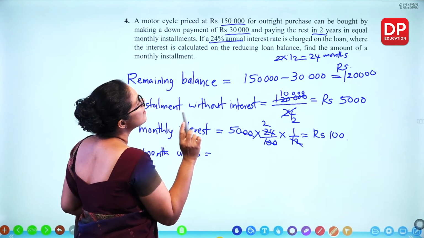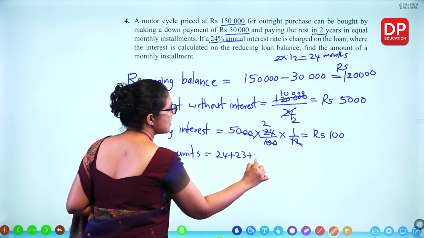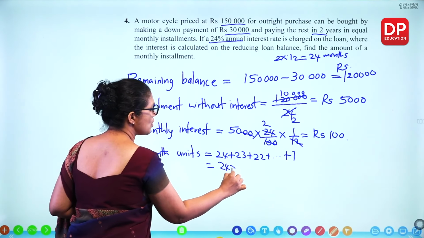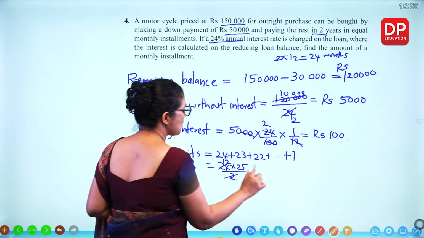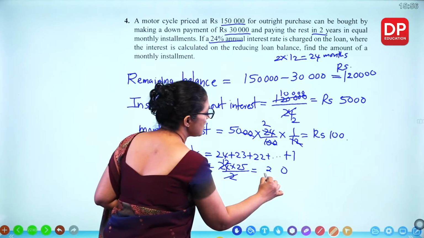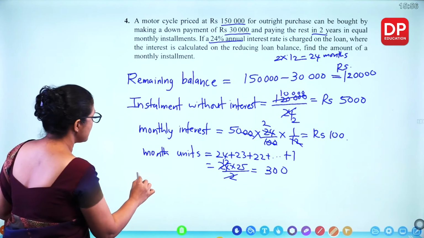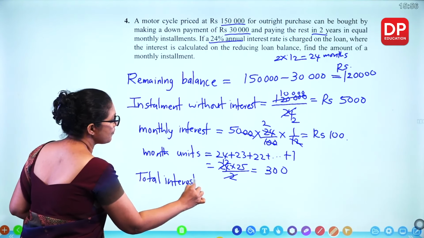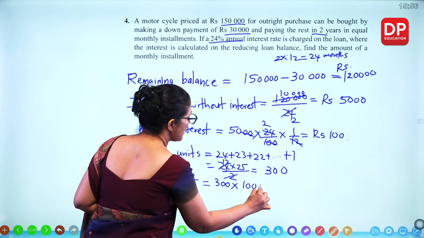This is 2 years, 24 months. So 24 plus 23 plus 22 up to 1. That means 24 times 25 divided by 2. You get 12 times 25. 12 times 5, 60. 6 remaining. 12 times 2, 24 plus 6, 30. So 300 month units are there. So what's the total interest? 300 month units, each month 100 rupees.